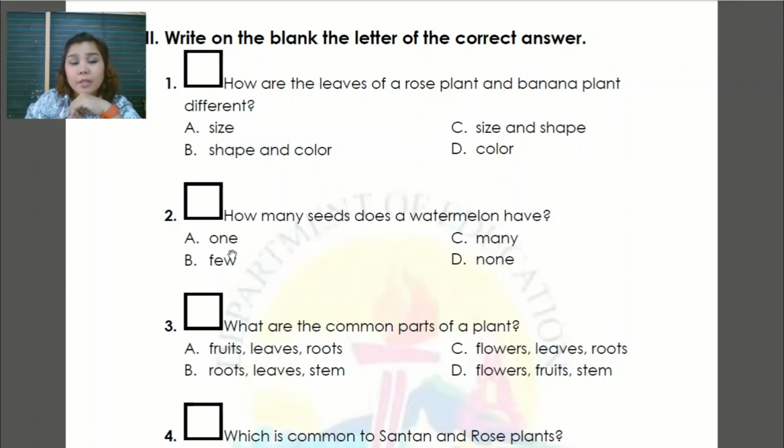A, 1. B, few, or konti. C, many, madami. D, none. How many seeds does a watermelon have? A, 1. B, few. C, many. D, none.